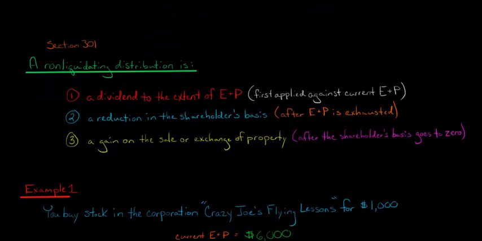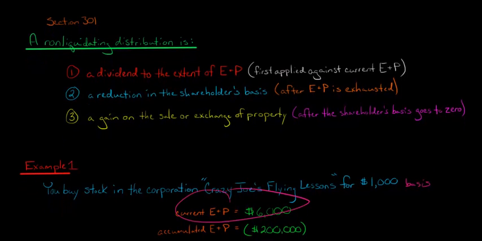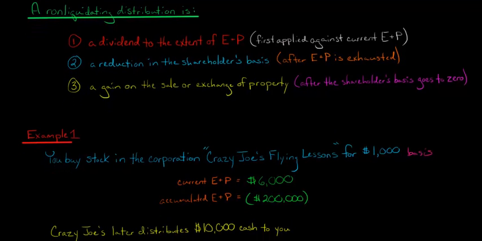So let's say that you buy stock in a corporation called Crazy Joe's Flying Lessons because you want to learn how to fly an airplane. You purchase that stock for $1,000, so that $1,000 is your basis in the stock. Crazy Joe's has current EMP of $6,000 and accumulated EMP of negative $200,000. When I put something in parentheses, that means it's a negative number. So that means over time it's accumulated losses. But if we just look at this current year, it's actually made $6,000 in current EMP, or profit, however you want to think about that.